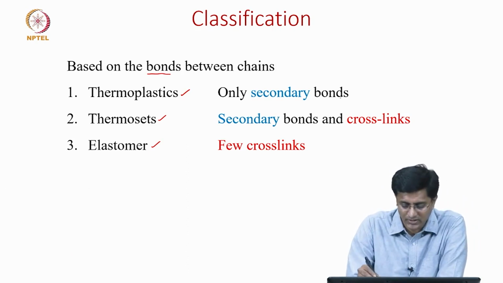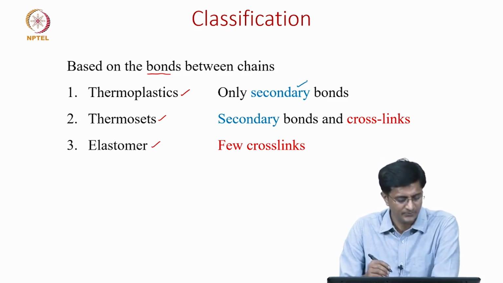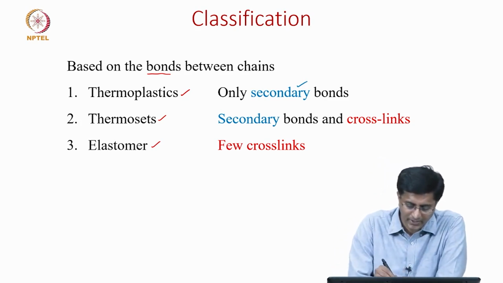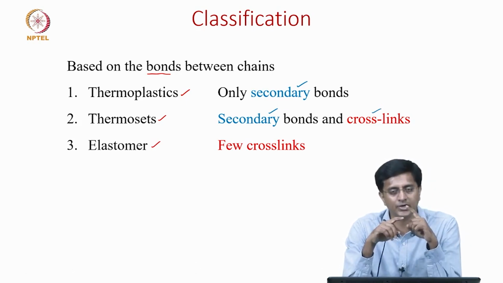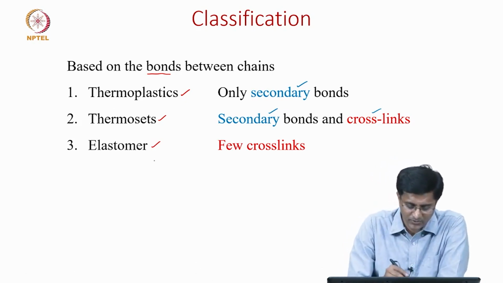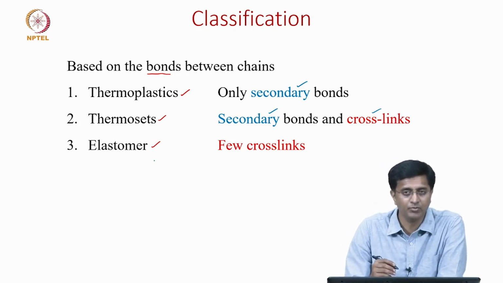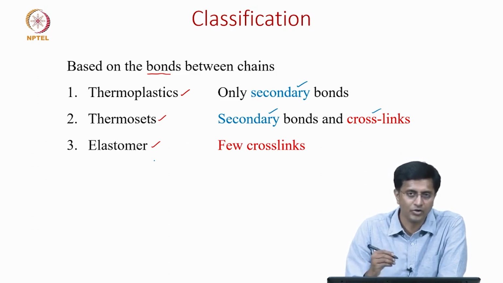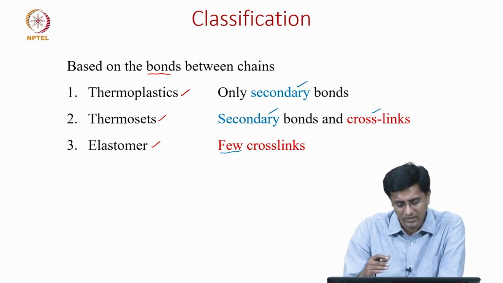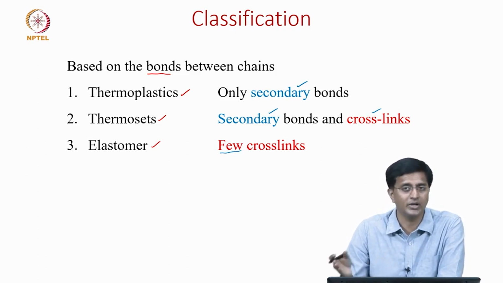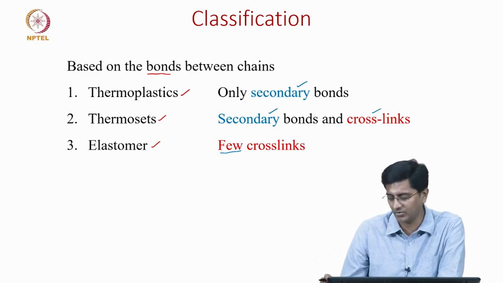For thermoplastics, we say that they only have secondary bonds, meaning low energy bonds. In the case of thermosets, they have secondary as well as cross-link bonds. So both primary as well as secondary bonds are bonding the multiple chains together. Whereas in elastomers we see that there are no secondary bonds, which means they have already melted, and what we have is only cross links, and that too very few. We will see that the differences in these bonds do affect their mechanical properties, and with examples we will see how it affects the mechanical properties.